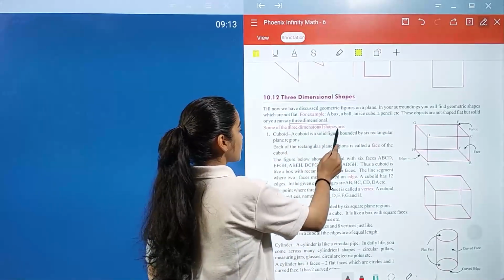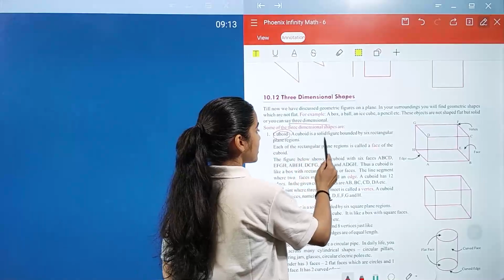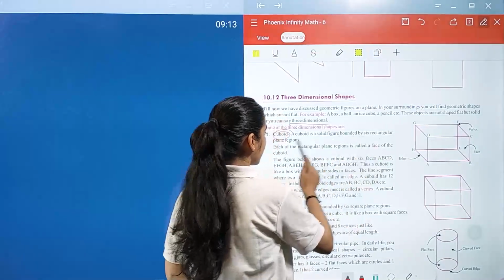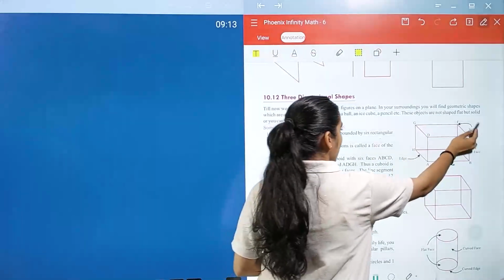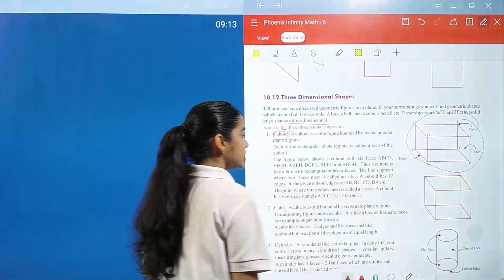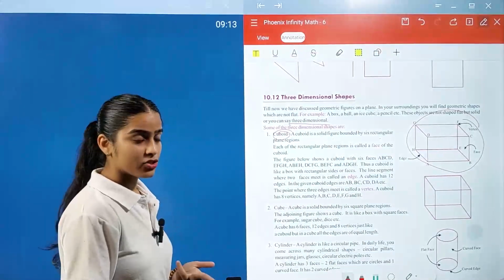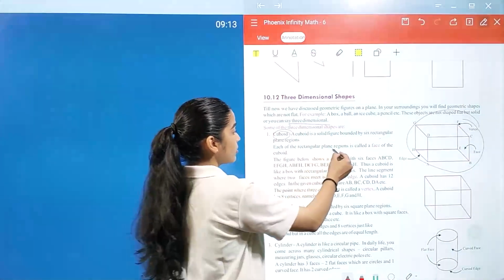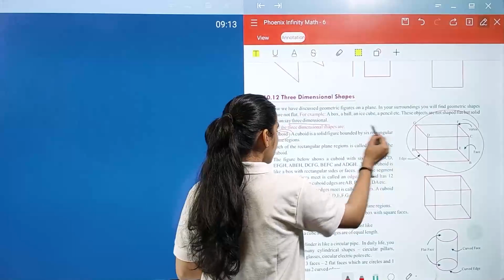Some of the 3-dimensional shapes are cuboid. A cuboid is a solid figure bounded by 6 rectangular plane figures. So this is your cuboid. In 3D shapes we have 3 things: face, edge and vertex. Each of the rectangular plane regions is called a face of the cuboid.